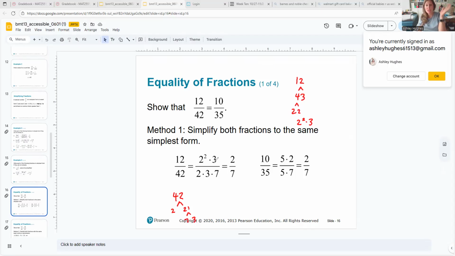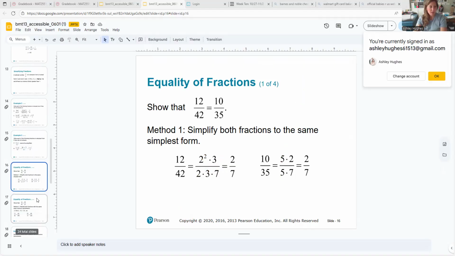And if you get it in terms of its prime factors, then you can easily cross out, and I'm left with 2 over 7. Same with 10. 10 is 5 times 2, 35 is 5 times 7. 5 divided by 5 is 1, so this is 2 sevenths. That is one way to show that these are equivalent fractions. That is not the only way.